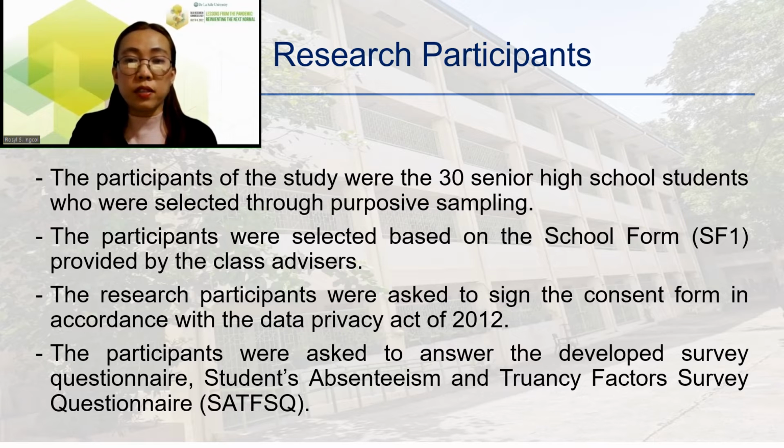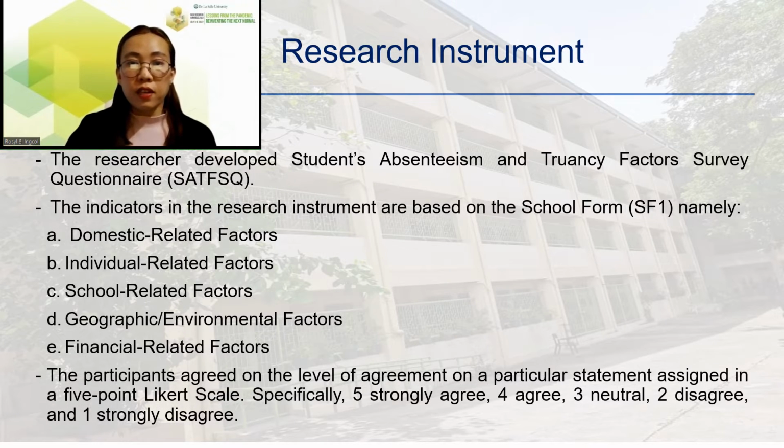Also, the participants were asked to answer the developed survey questionnaire, Students' Absenteeism and Truancy Factor Survey Questionnaire, or SATFSQ. The researcher developed the SATFSQ, and this research instrument was also validated. The indicators in the research instrument are based on the school form, or SF1, namely domestic-related factors, individual-related factors, school-related factors, geographic or environmental factors, and lastly, financial-related factors. The participants indicated their level of agreement on a particular statement on a 5-point Likert scale. Specifically, 5 for strongly agree, 4 agree, 3 neutral, 2 disagree, and 1 strongly disagree.